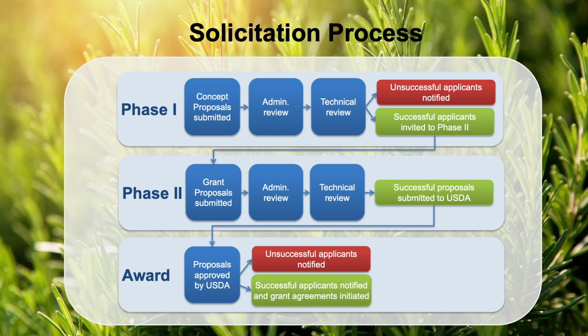Proposals that are successful in phase 2 will be submitted to the USDA for review. Once the USDA announces awards, we notify both the successful and the unsuccessful applicants. Feedback from the review process will be provided for unsuccessful applicants, and grant agreements will be initiated for applicants that will be awarded funds.